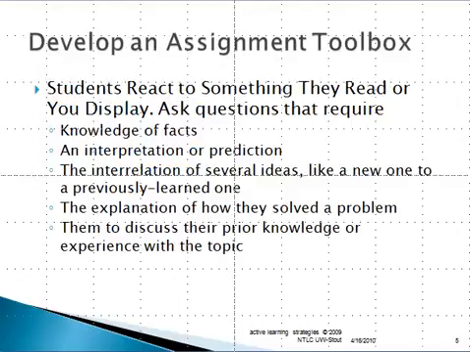Now, in addition to techniques, you need to develop your assignment toolbox. In the references listed at the end of this video, you can find many types of assignments, but to get started, let's just focus on question asking. I've listed 5 types of questions you can ask, either for think, pair, share exercises or 1-minute papers. Ask students to display their knowledge of facts, have them interpret something, say a graph, predict what will happen if a course of action is followed.